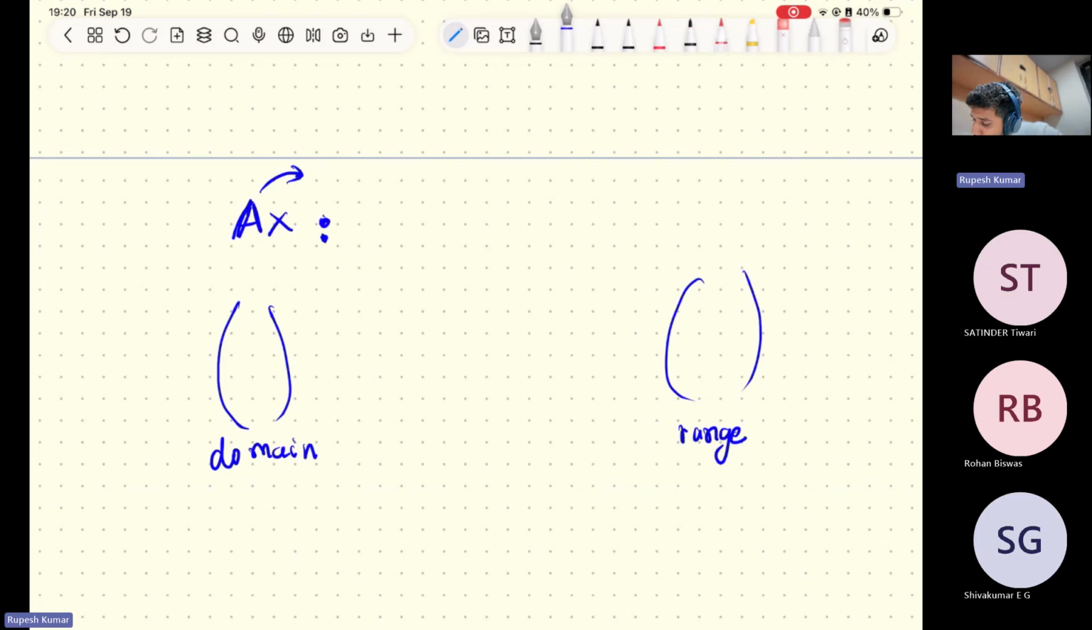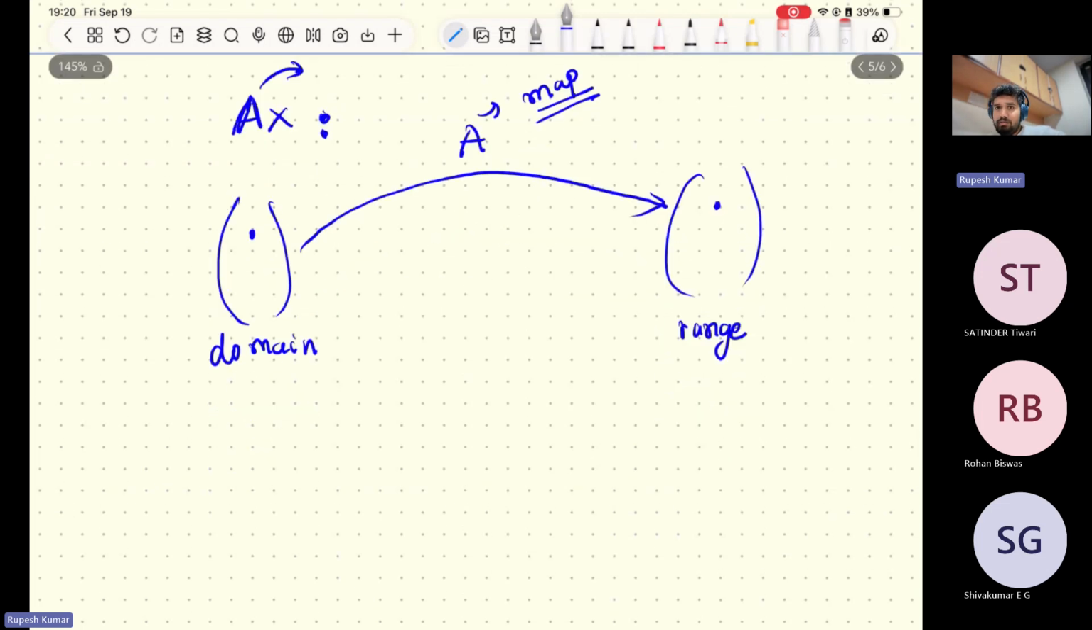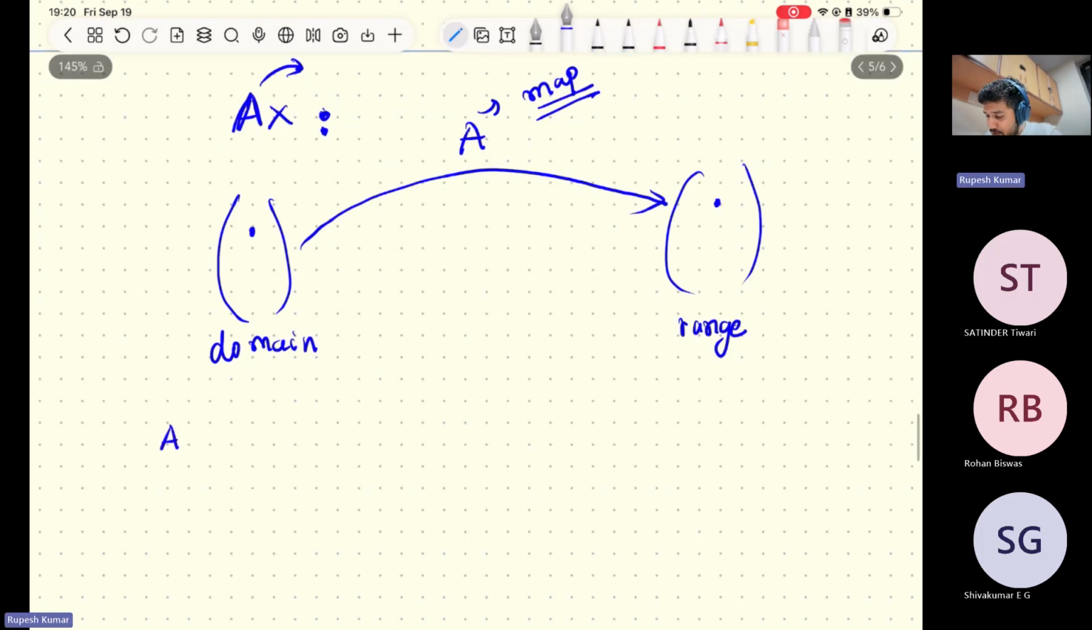And A is a function that takes inputs from the domain and puts outputs into the range. Are you familiar with this view of a mapping? So A is a map between two sets. Set one is the domain, set two is the range. I hope everyone is familiar with this idea, right?